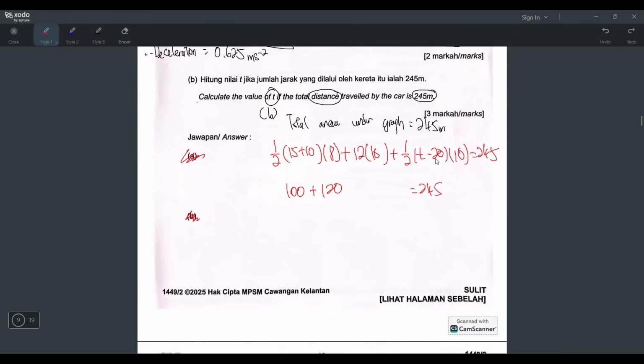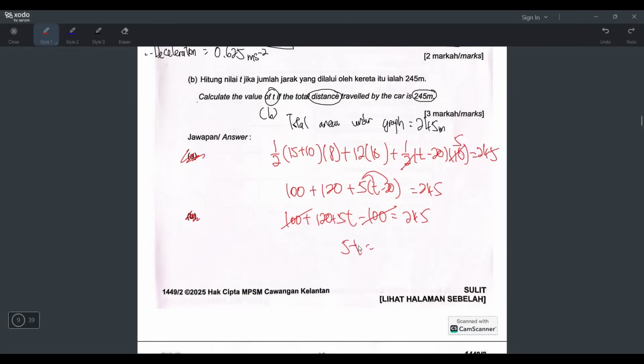1 over 2 times (t minus 20) times 10. You can take 1 over 2 times 10 first, because 10 can be multiplied by 1 over 2. 10 divided by 2 gives 5, so it will be 5 times (t minus 20). You can expand the 5, but actually it's fine not to expand. Actually, it's better if you don't expand, but okay, I'll expand. 5 times t is 5t, 5 times 20 is negative 100. Then the 100 plus 120, just write it down, and also the 245. 100 minus 100 can cancel, so now we're left with 5t.